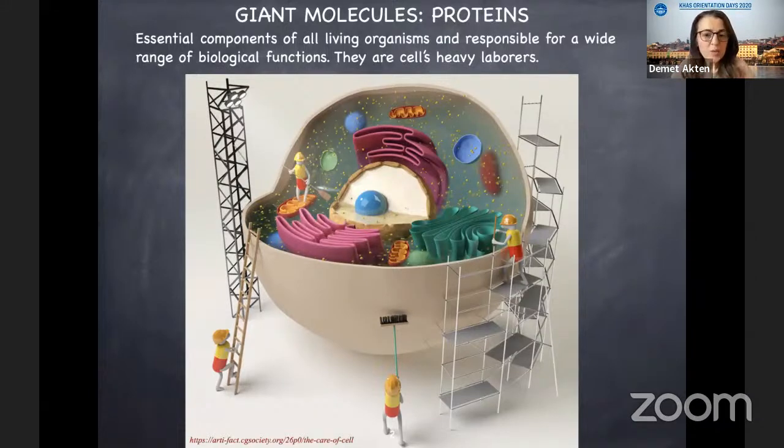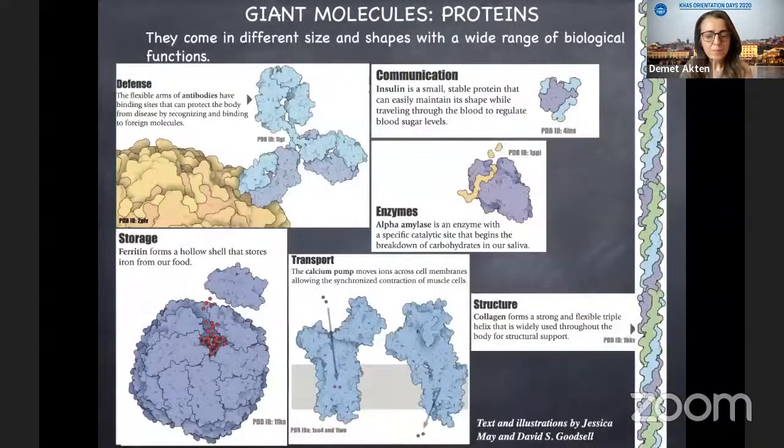Giant molecules. So these are proteins that are essential components in all living organisms, and they are responsible for a wide range of biological functions. You can make the analogy of heavy laborers. You can call them laborers in our body, in our cells, that do a variety of functions for the survival of the organism. And these functions can be categorized into many different types of functions.